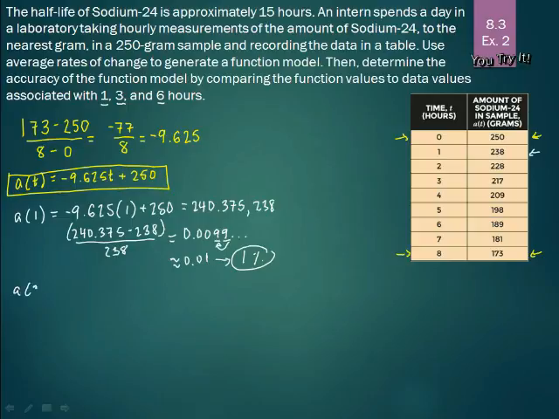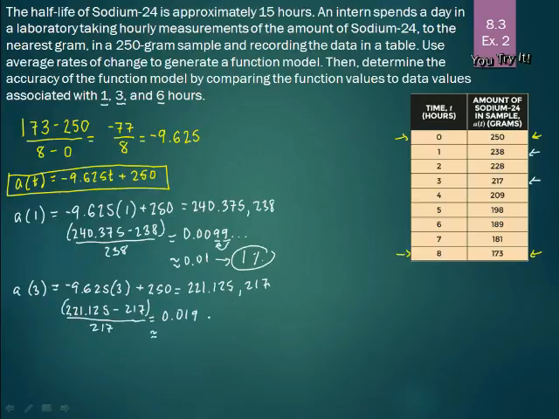Let's plug in 3. This gives us 221.125 grams. We're going to compare this to a of 3 in our table, which is 217. Doing the same thing to find the percent error, we subtract the value in the table from the value we got from the function and then divide. That gives us 0.01900, etc. Rounding that to the nearest thousandth, that would be 0.019. As a percent, moving the decimal place over twice, that would be 1.9%. So again, not a very large error.